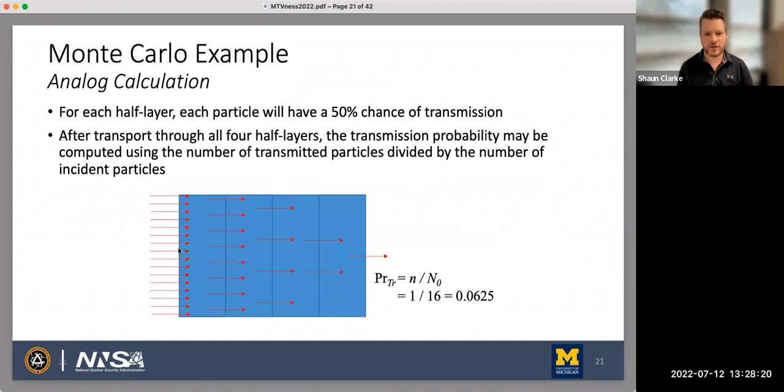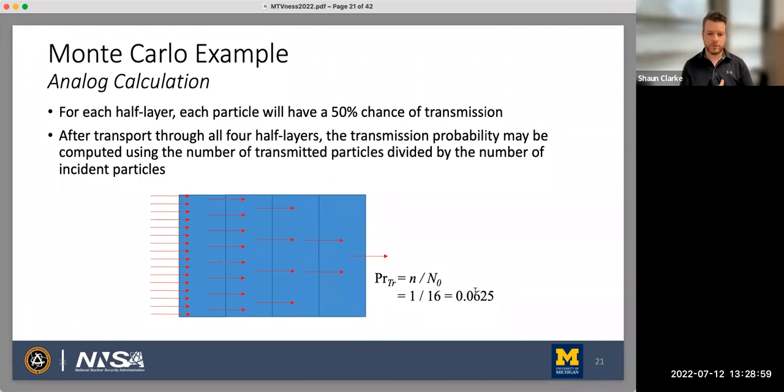So again, we've got 4 half layers here of shielding material, and a half layer is defined as thickness such that half of the particles will be stopped. So there are 16 arrows coming in here. Once they pass through the half layer, it's down to 8, other half layer down to 4, other half layer down to 2, other half layer down to 1. So the transmission probability is quite simply 1/2 to the 4th, because there's 4 layers here, which is 1/16, or approximately 6%. So we can compute this analytically in a very simple way.